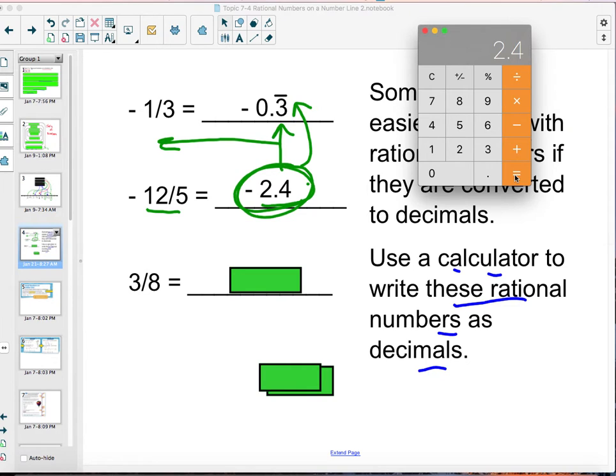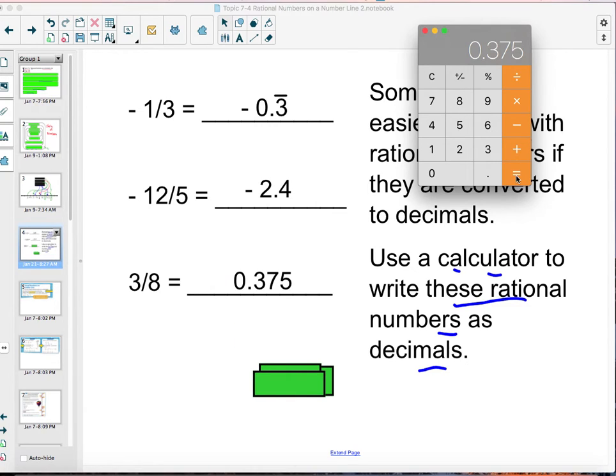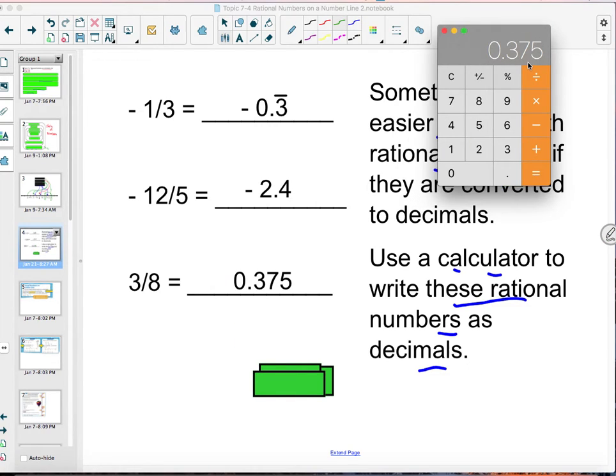All right? How about the 3/8? 3/8, what would it be if you converted it? 3 divided by 8. What do we have? Peyton? 0.375. Perfect. 0.375. This is a terminating decimal, which means that it ends right there.